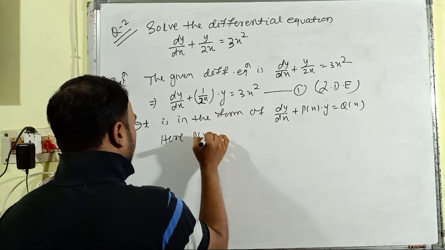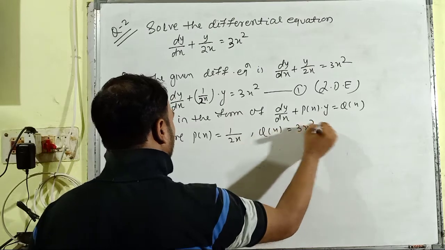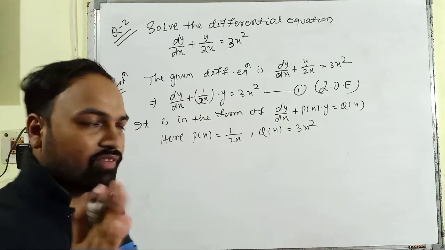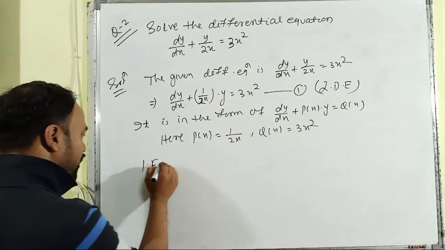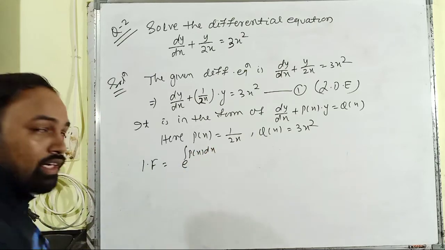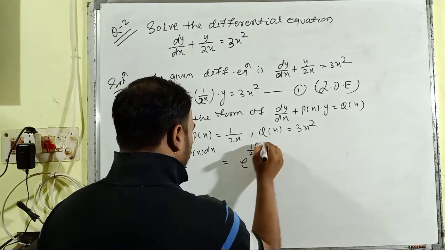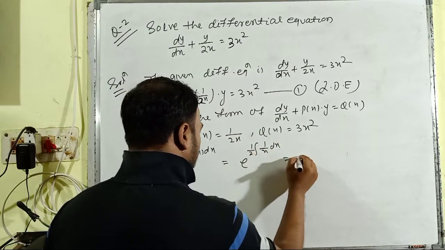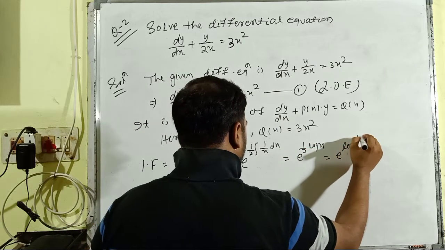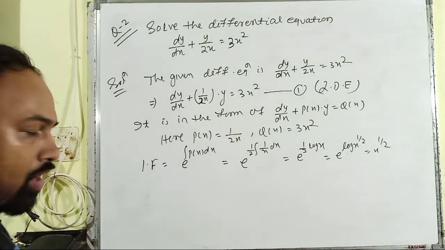Here p of x is equal to 1 upon 2x, q of x is equal to 3x square. Now we have to go through the determination of the integrating factor of the linear differential equation. Integrating factor will be, by using the formula, e to the power integral of p of x with respect to x, and it will be e to the power 1 upon 2 integral of 1 upon x dx, and it is half log x. Then it will be log x to the power 1 by 2. That means it is x to the power 1 by 2. So the integrating factor is x to the power 1 by 2.